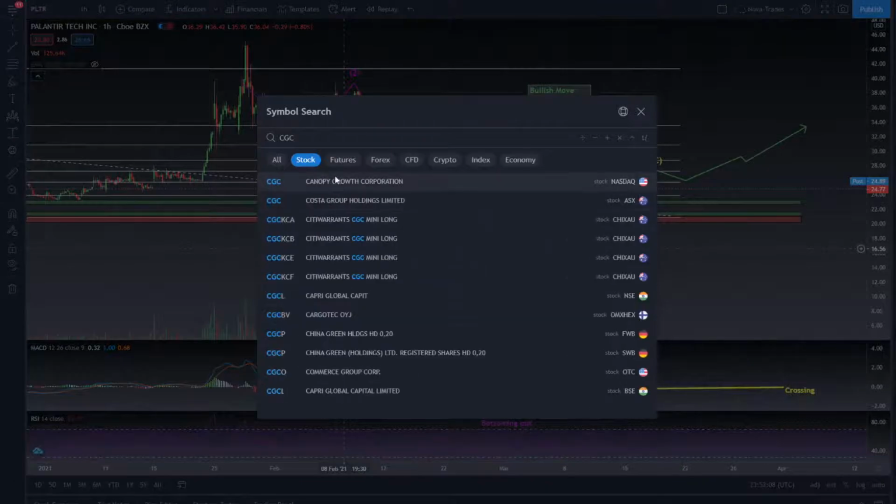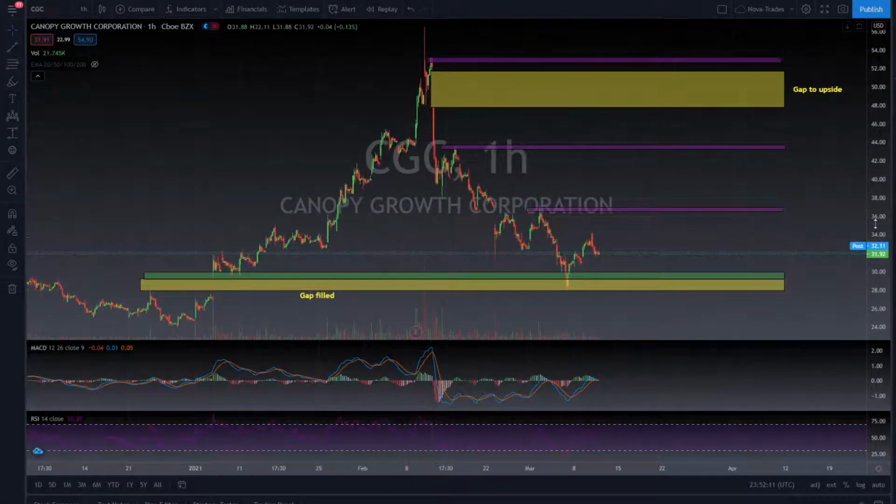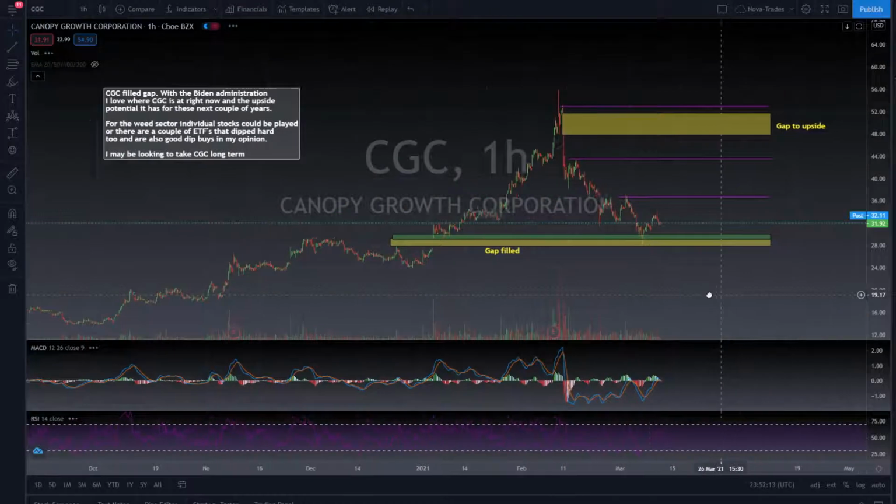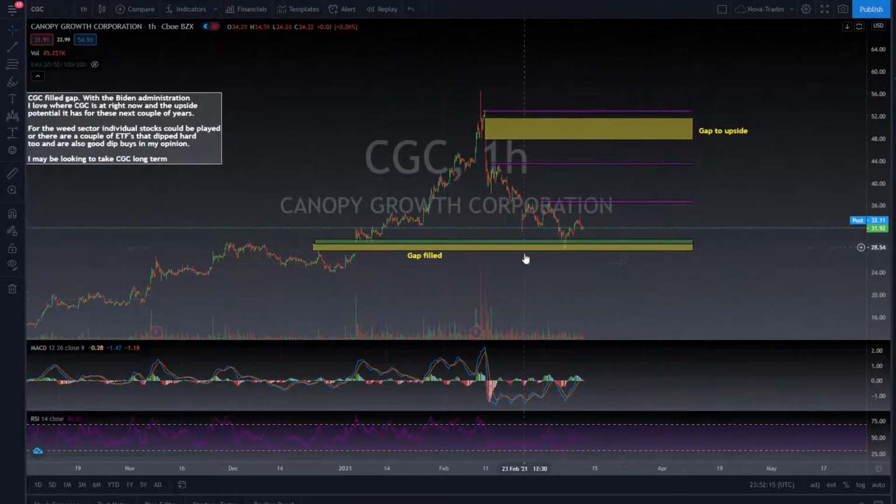CGC. Yeah, CGC. I like CGC. CGC has tons of upside potential. Sort of in this downtrend still though, which is unfortunate.